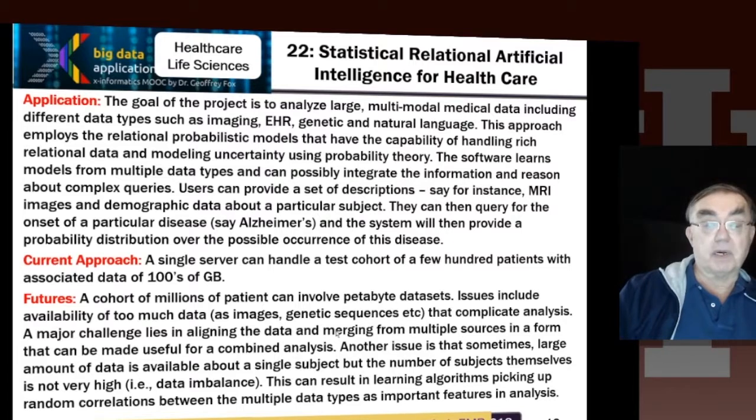His particular work, which his research has done on hundreds of gigabytes of data at the moment, but with a large cohort of patients that could get to hundreds of terabytes to a petabyte of data. And he points out that in some sense you can have too much data, and machine learning algorithms can actually be confused by too much data and extrapolate small coincidences into important deductions that need to be worried about.